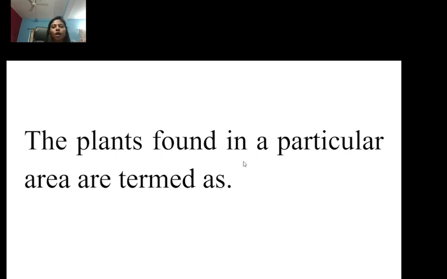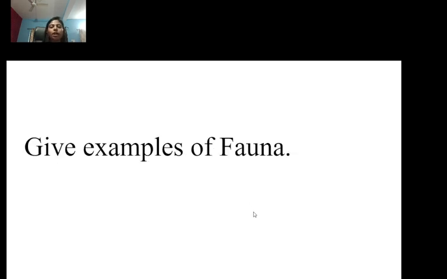Now answer this. The plants found in a particular area are termed as, yes, flora. Okay, yes, Bittu, your answer. Praful. Suman. Bittu. Yes, all of you are correct. The plants found in a particular area are termed as flora. Now, you have to give examples of fauna. One example from each student I want.